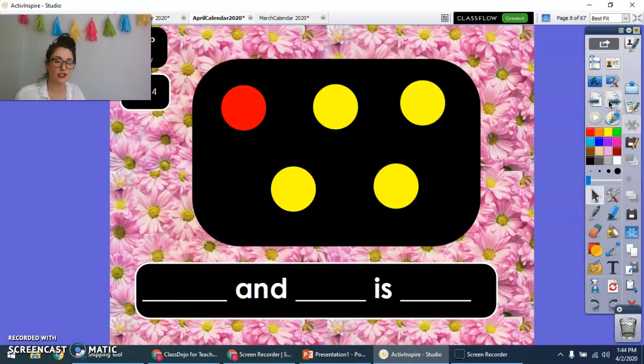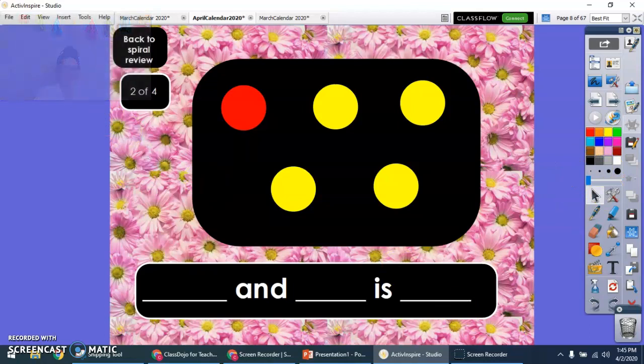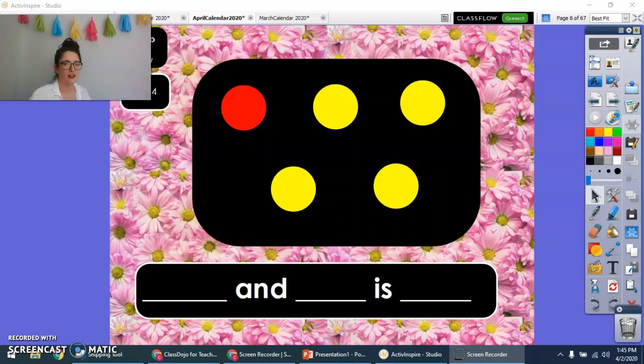All right, here is my next question. I'm going to go ahead and write this sentence using my picture. So blank and blank is blank. What am I going to put in those spots? I'll give you a few minutes. All right, I'm back. Let's go ahead and fill out that sentence. Now, boys and girls, if you're not done, you can always press pause so that you can finish up and press play when you're ready.